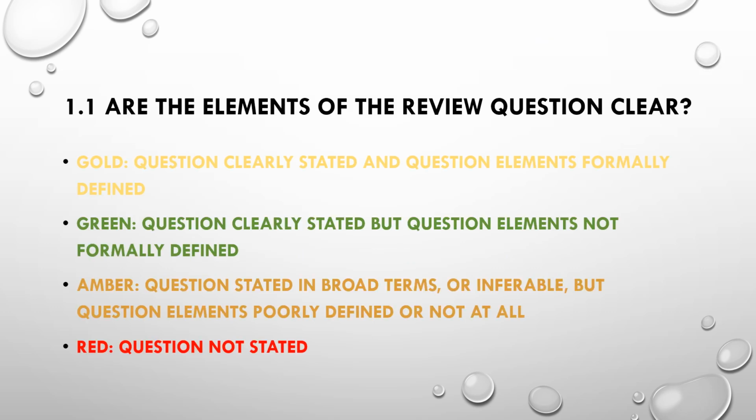So for this criterion, a gold rating indicates that the question is clearly stated and all the elements are clearly defined, whilst green indicates that the elements are inferable but not so formally defined. At this level, you should be able to assess whether the question is relevant to your needs. An amber rating indicates that the question is broadly stated but the elements are poorly defined or not defined at all, so that the reader has to make some important assumptions.